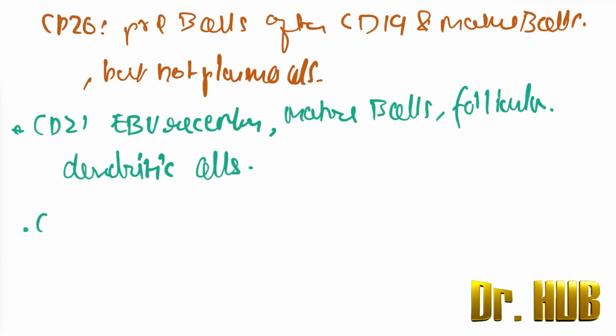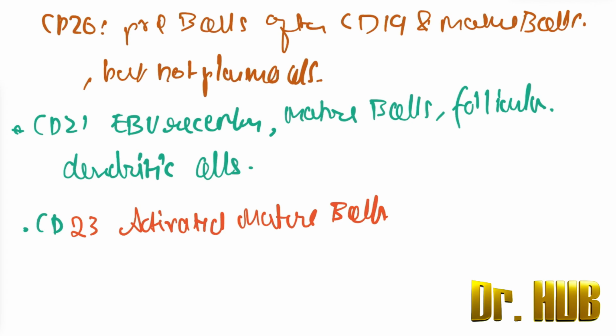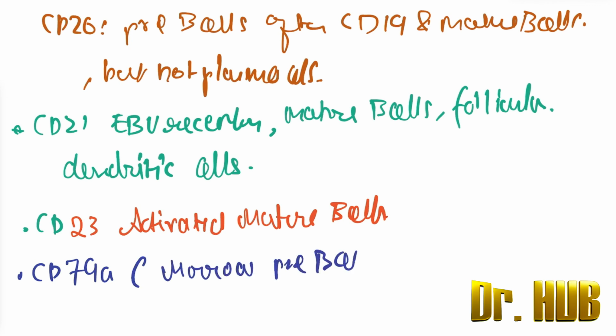Next in line we have the CD23, which marks activated mature B cells. Next is the CD79A, which is found on marrow pre-B cells and mature B cells.